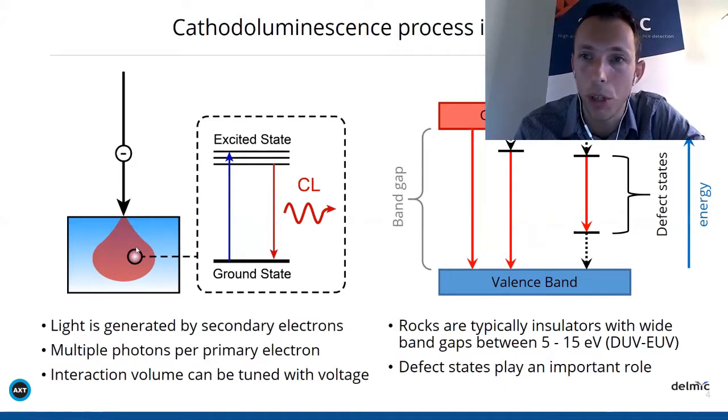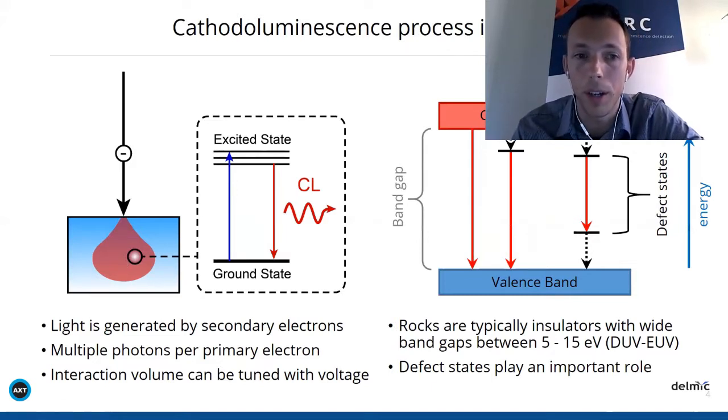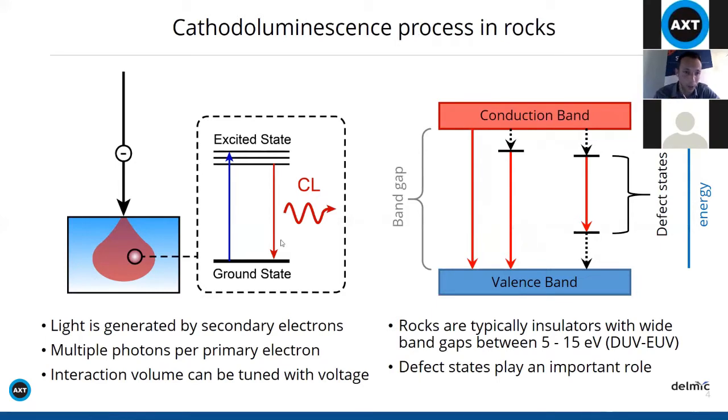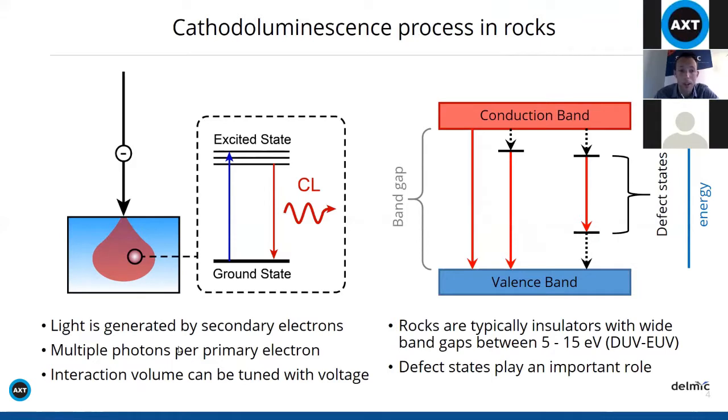Now, it's important to note that because the primary electron beam has so much energy, you can create a lot of light packets, photons, per primary electron. And so this process can be quite efficient, and you can have thousands of photons per primary electron, making it quite an efficient process in some cases.